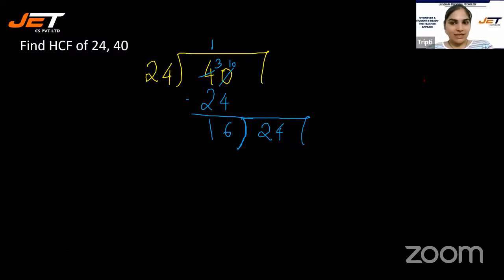16 times 1 is 16. 16 times 2 is 32, which is more than 24. So I'll take only this. Let's subtract. 4 will become 14. 2 will become 1. 8 here. Now, 12, which was the divisor earlier, will become the dividend now.